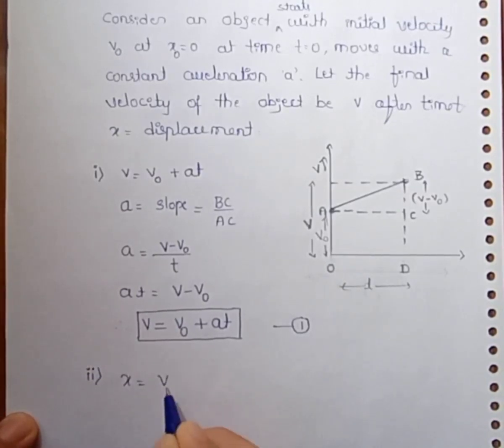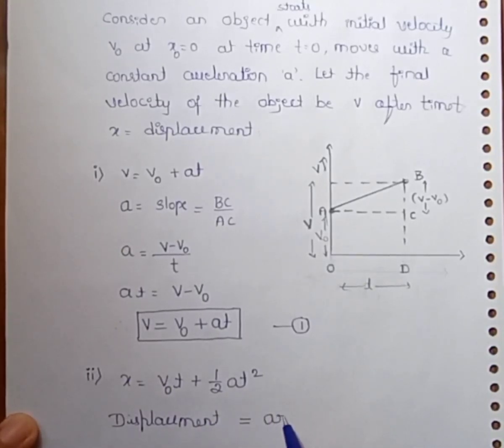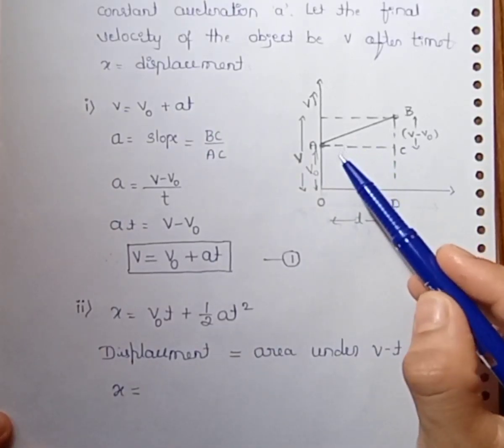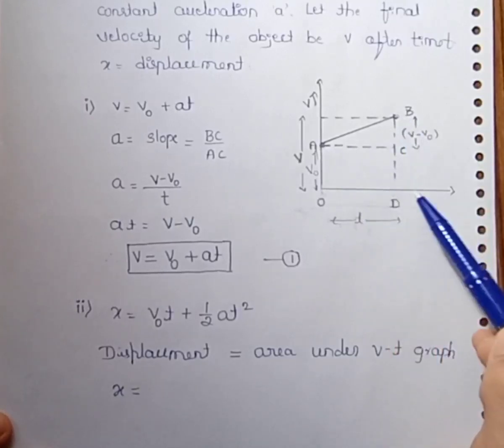Second one, we have to derive x is equal to v0 t plus half at square. Here while deriving this one, how do we have to write? Displacement x. By the graph, displacement can be written as area under the Vt graph, that is displacement x is equal to area under the Vt graph, meaning area of trapezium OABD.